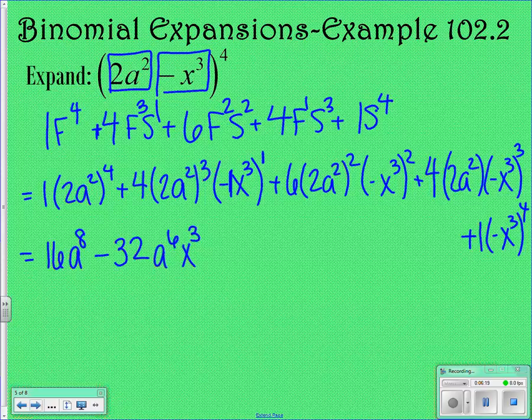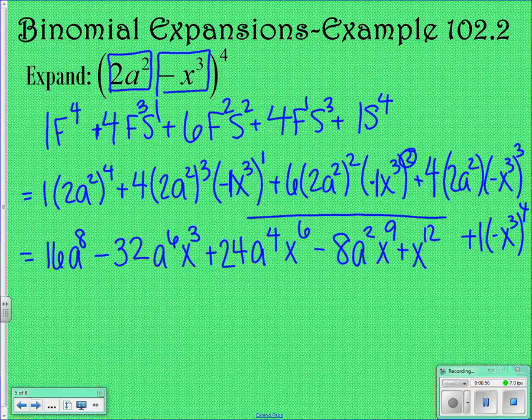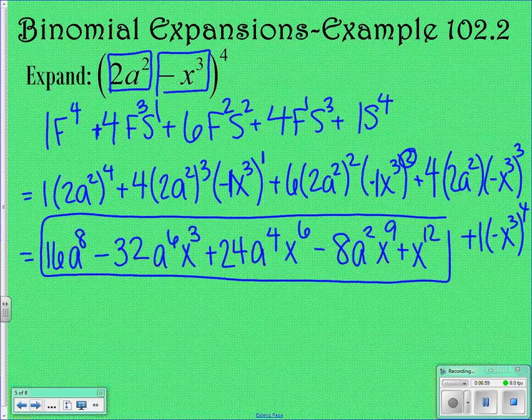On this next one, we have 6 times 2 squared times negative 1 squared. Well, negative 1 squared is just a positive 1. So we really just have 6 times 4, so 24, a to the 4th, and then x to the 6, because we have 3 times 2. For the next one, we have 4 times 2 times negative 1 cubed. Well, that's going to stay as a negative, so we have negative 8, a squared, and then x to the 9th, and then plus, because negative 1 to the 4th is a positive, x to the 12th. And so that's going to be your answer there.